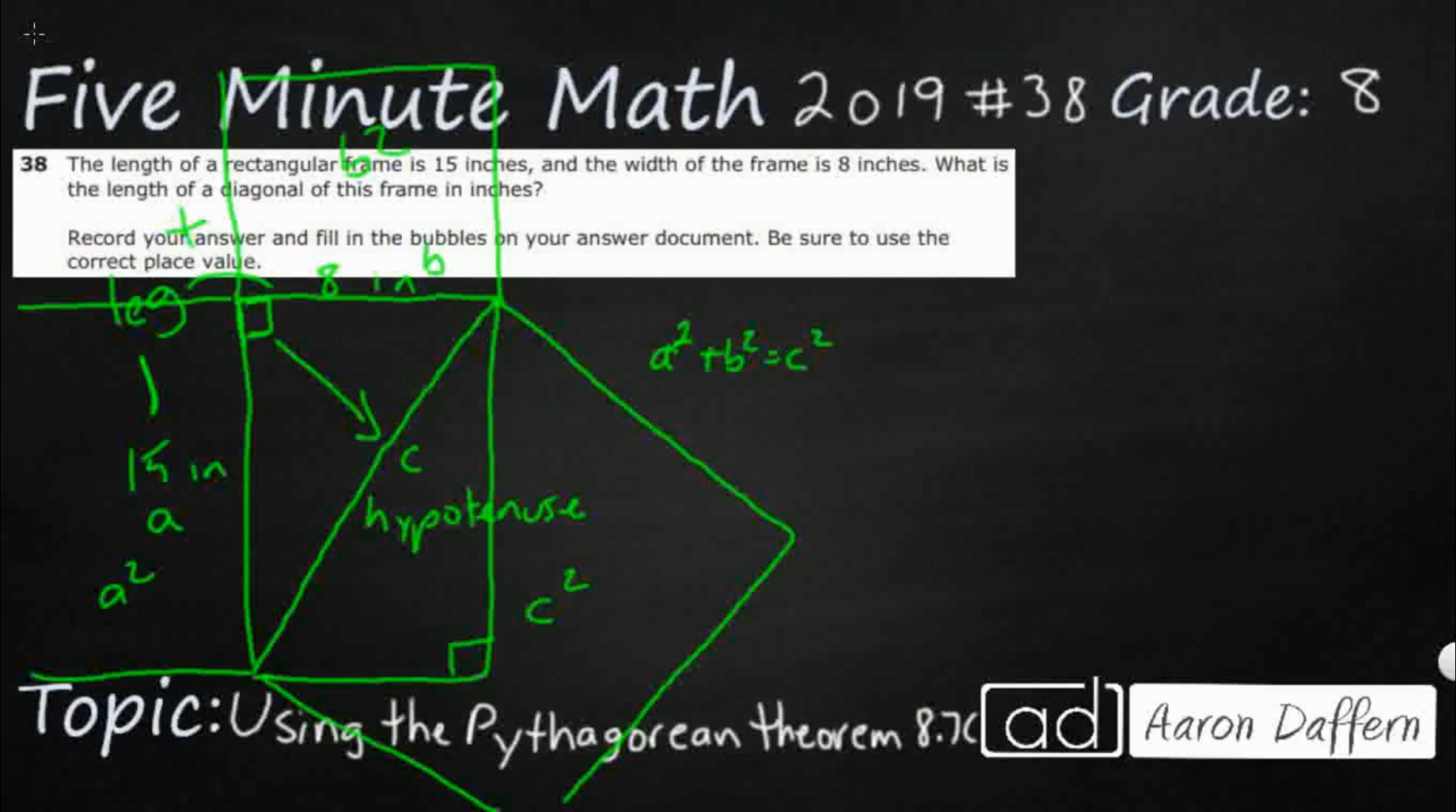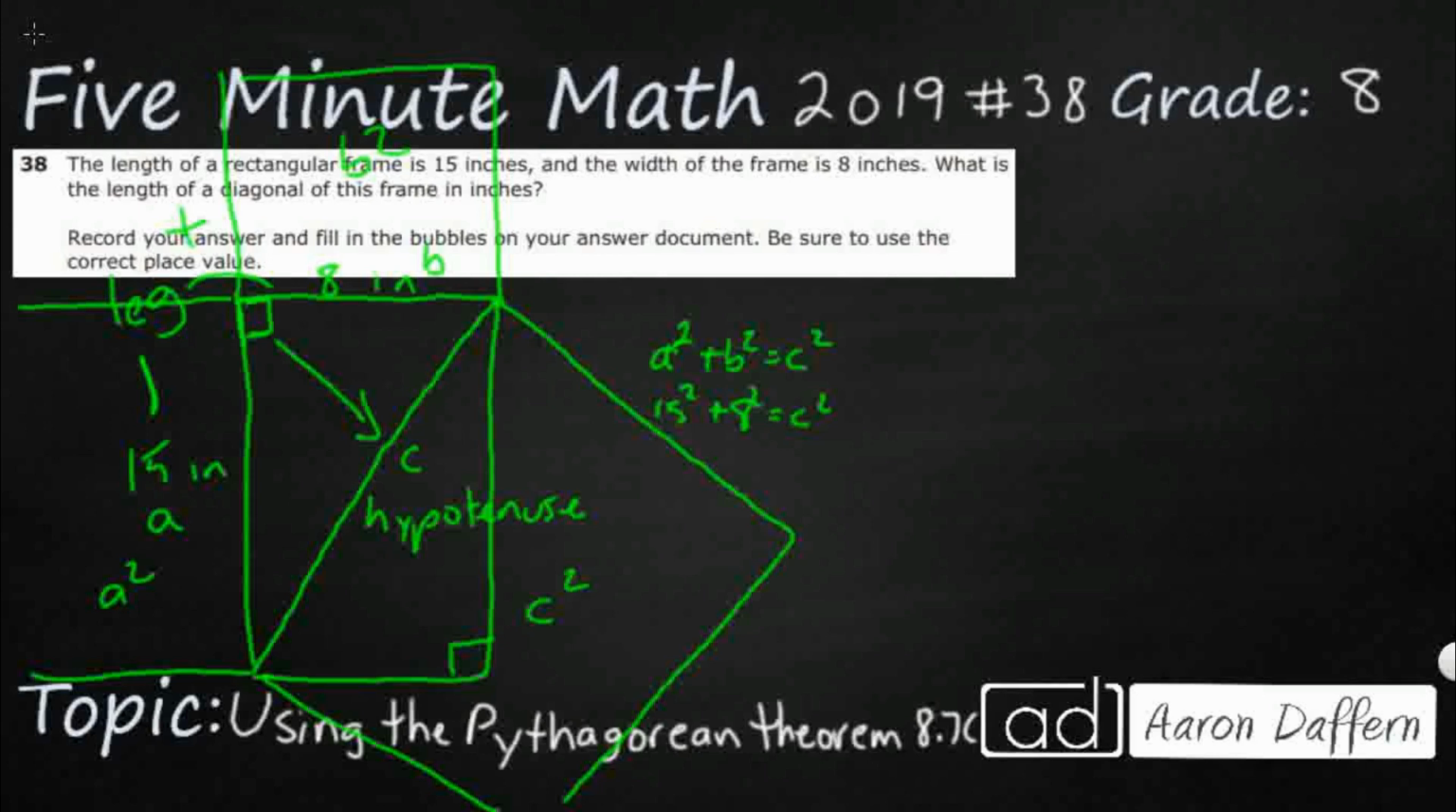It's very helpful. So let's plug some of these numbers in. So I'm looking for c, so I need to isolate that variable. Well, I know that a is 15. All right, so 15 squared plus b is going to be 8, so 8 squared equals, and then there's my c squared. All right, so let's just do a little bit of squaring and adding.